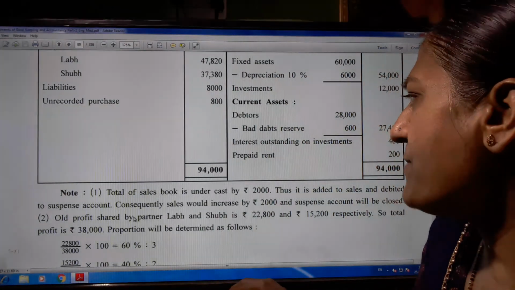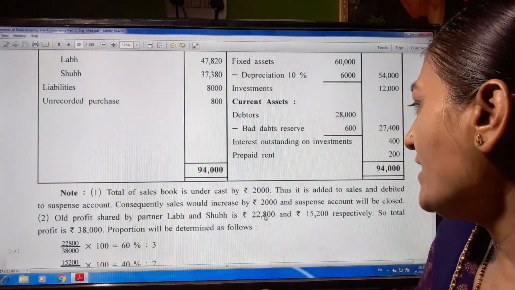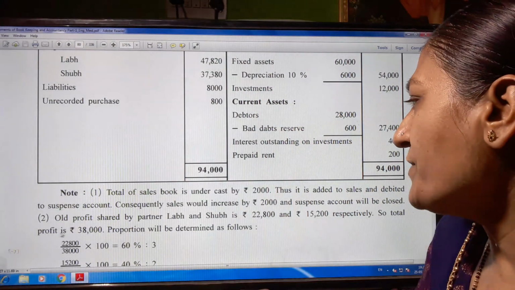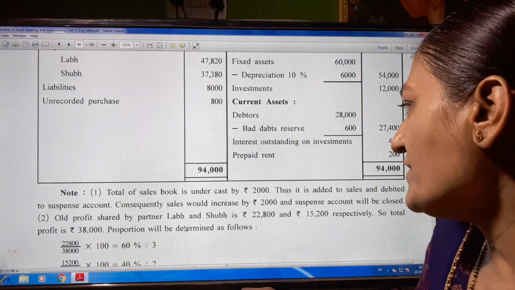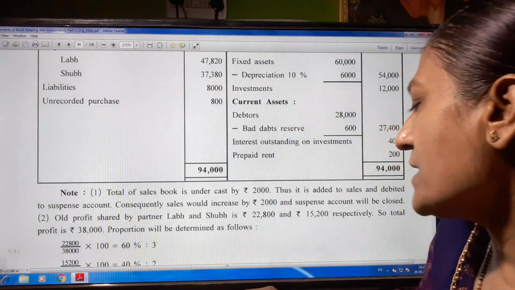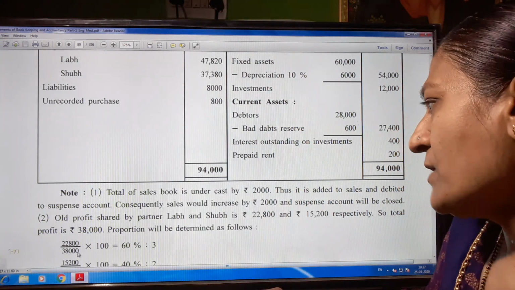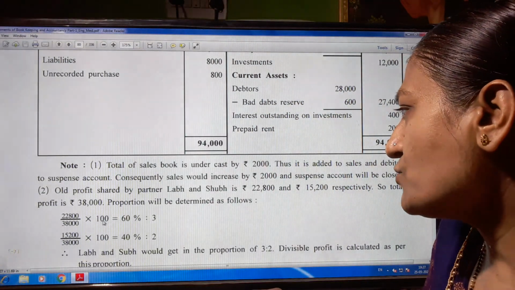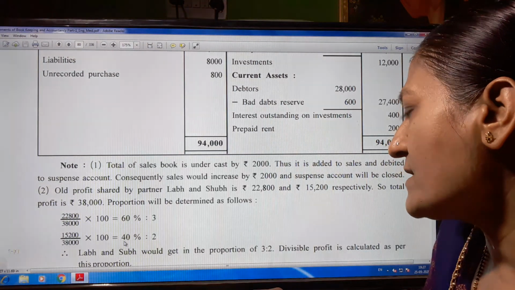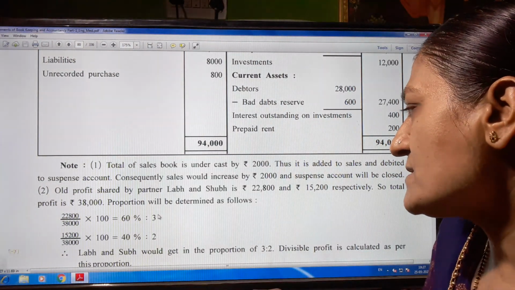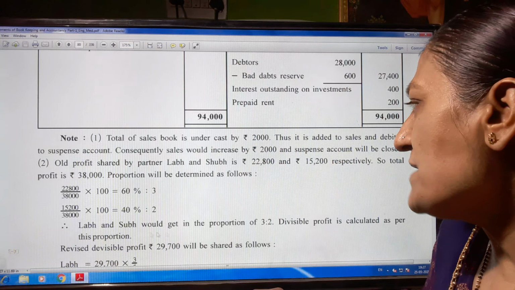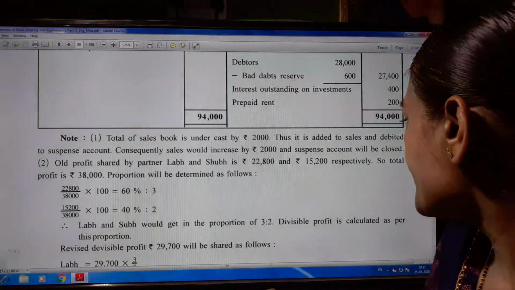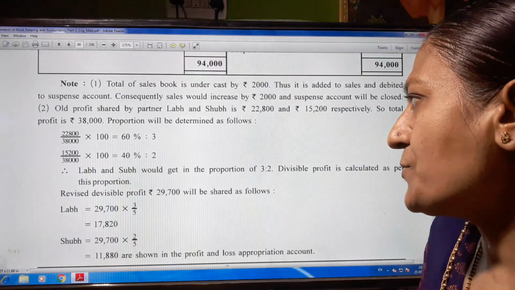Old profit shared by partners Labh and Subh is 22,800 and 15,200 respectively. So total profit is 38,000. Proportion will be determined as follows. How do we calculate the ratio? This way, 22,800 upon 38,000 into 100 means 60% and 40%. 60% and 40% means 3:2 ratio. So Labh and Subh would get in the proportion 3:2; divisible profit is calculated as per this proportion.